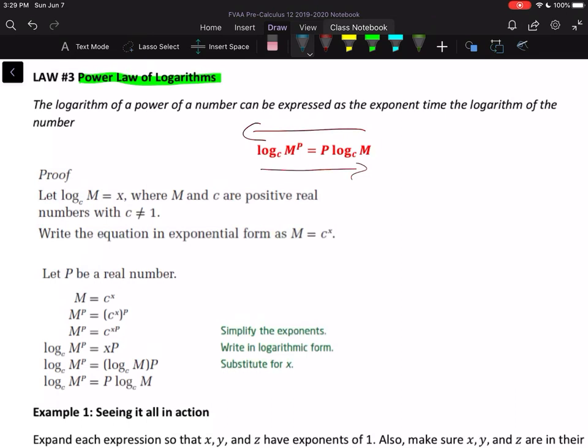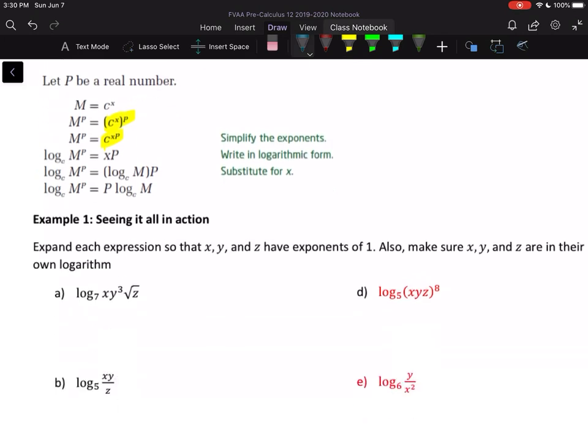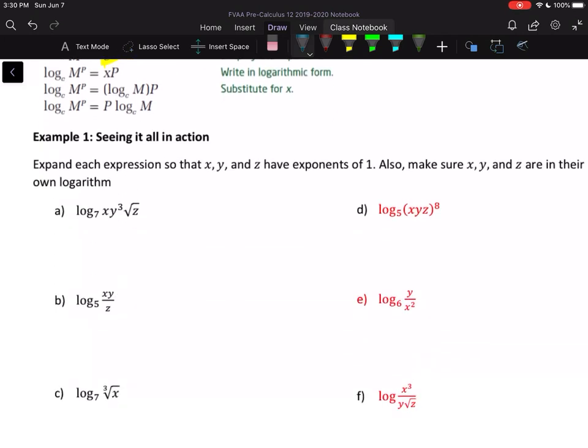So in some of these questions, you might have to go to the right or to the left in these laws to solve your problem. So you have to use different strategies. And again, you'll recognize the exponent law, the power of powers law, in its proof as you move through that. So let's see it all in action.